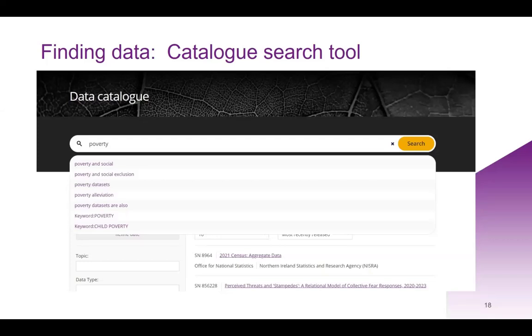Keywords are subject terms drawn from the UK Data Archive's HASSET thesaurus, which have been used to index each study at concept or variable level and which represent the concepts covered by that data. Keyword matches are shown in search results prefixed by keyword. If you know the name of the keyword you are looking for, you can type it into the search box directly by typing keyword followed by the keyword in question in capital letters. For example, keyword poverty, as you can see on the suggested options on the slide.